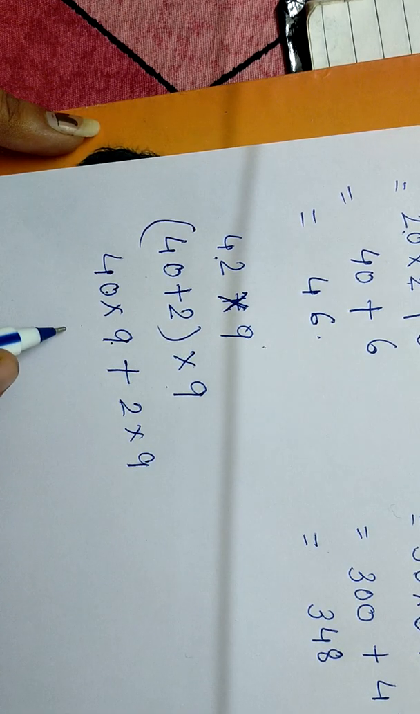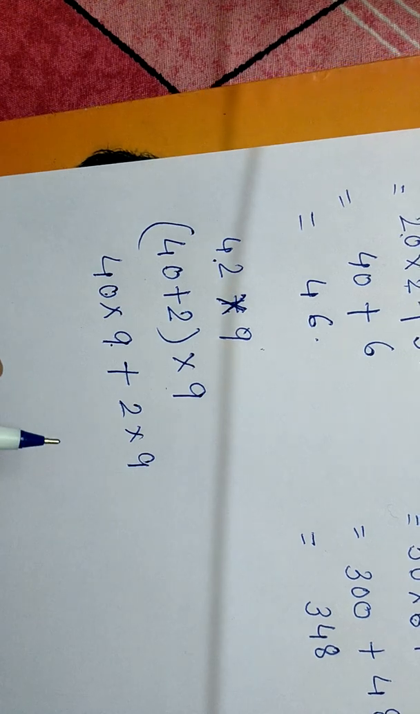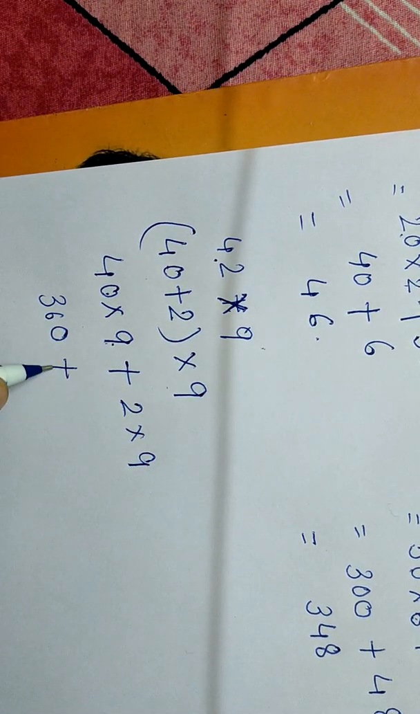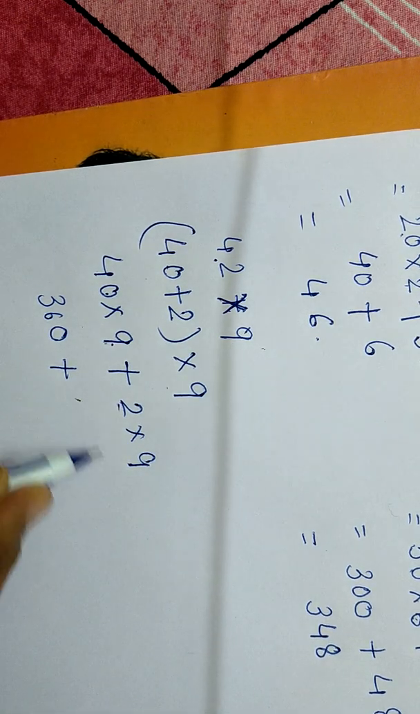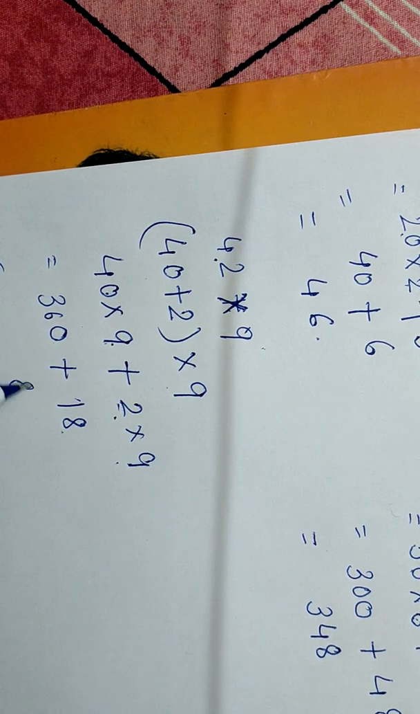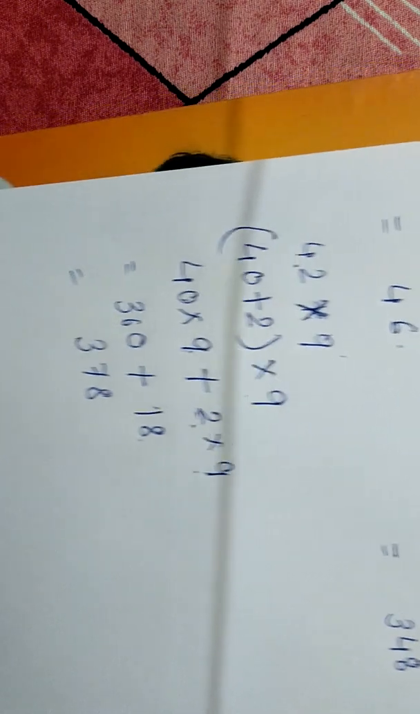So 0 nines are 0 and 4 nines are 36, plus 2 nines are 18 or 9 twos are also 18. So what is the answer after adding this? 378 is the answer.